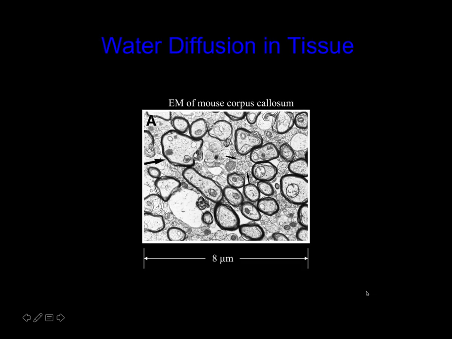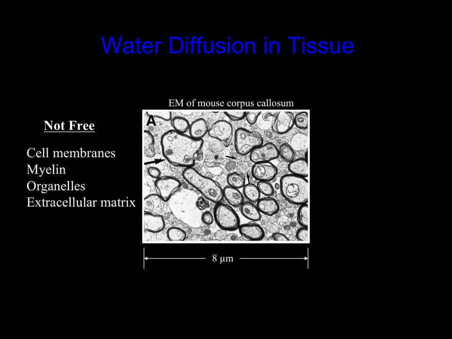So why is there this difference? Well, let's look a little more closely at the tissue. This is an electron micrograph of a mouse corpus callosum, and this is a cross-section. So what you have here is a cross-section of axons, and the black around the axon is actually the wrapping of the myelin sheath. And so these axons are running in and out of the screen.